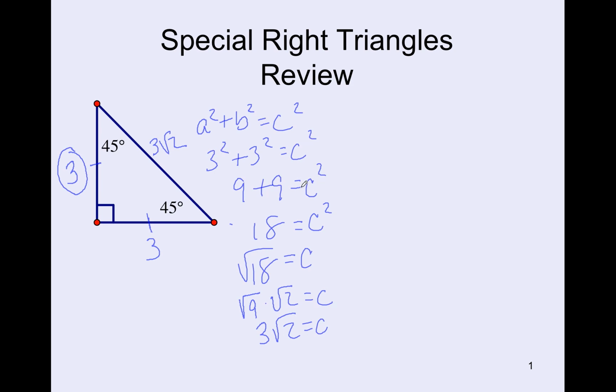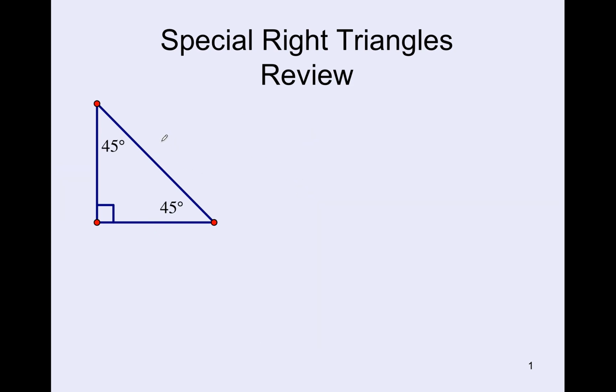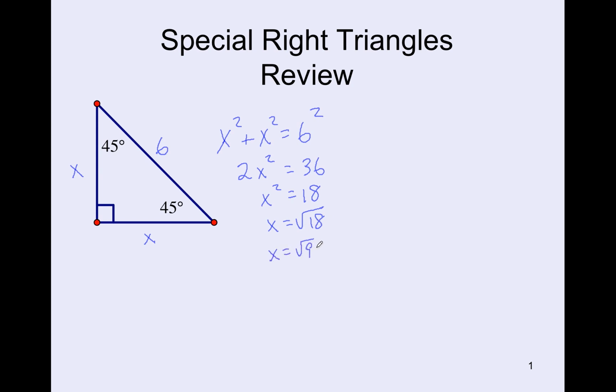All right, let's try another one. How about if this is 6? Okay, we know these are the same, so we have to put variables in there. Then we just do x squared plus x squared equals a hypotenuse squared. This becomes 2x squared equals 36. Divide both sides by 2. X squared equals 18. X is equal to the square root of 18. X is equal to the square root of 9 times the square root of 2. X equals 3 root 2.